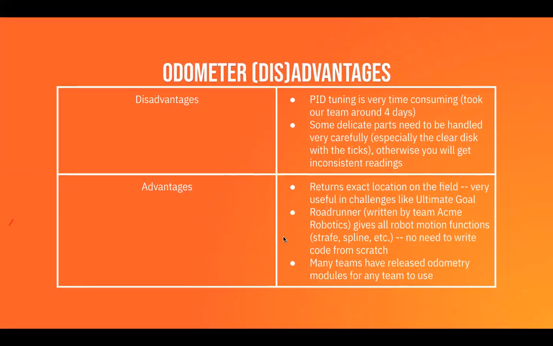Some disadvantages are that the tuning is very time consuming, it's very delicate, and you can also get inconsistent readings. It returns the exact location on the field, which is very useful, and there's no need to write the code from scratch, as it's already partly there. Many teams have released odometry modules for any team to use.